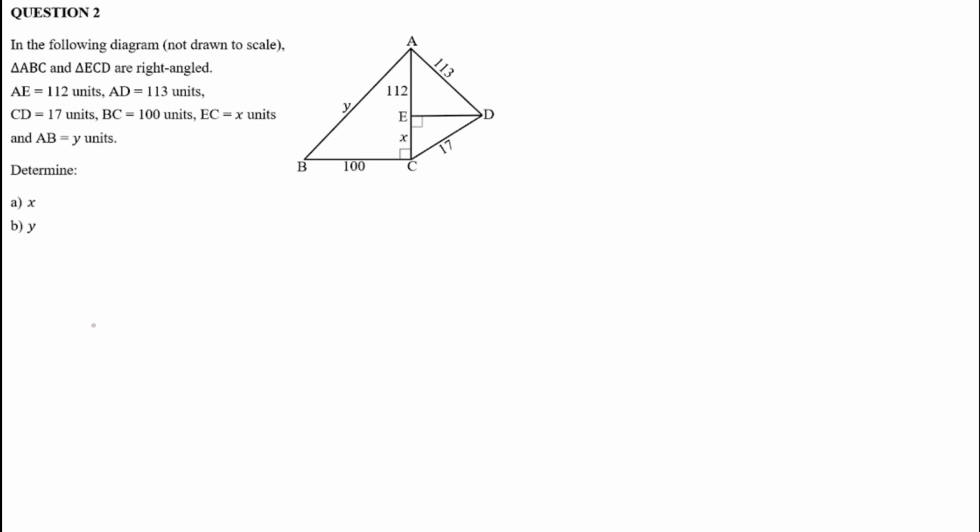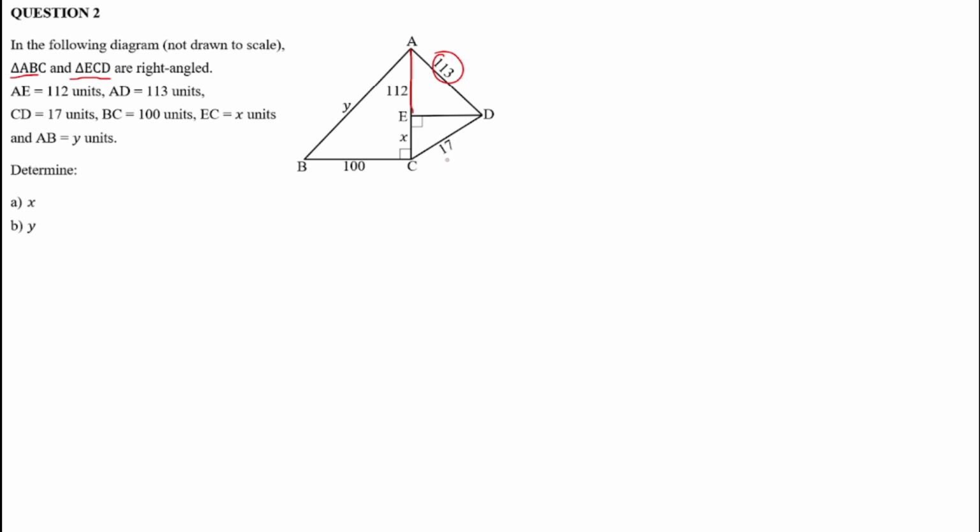Right, welcome back. Let's do question 2. In the following diagram, triangle ABC and triangle ECD are right angled. We're given that AE is 112 units. That means from there up to there, that's 112 units. Then AD is 113 units. This is AD, 113 units there.